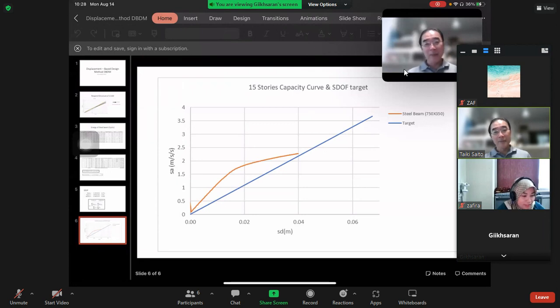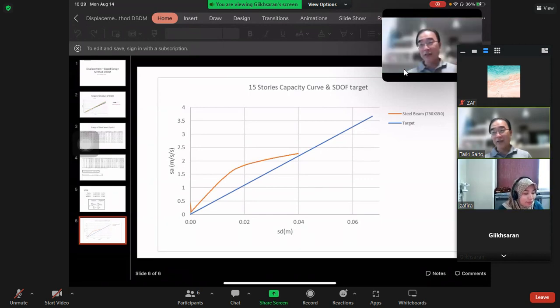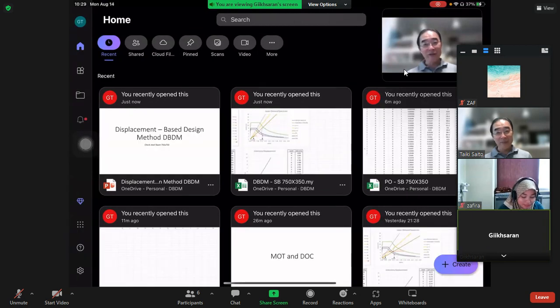Okay, from this, I understand the target line is bigger than the capacity curve. So I thought the result was reversed. Okay, we will discuss later, Sarah. Okay, Sarah-san, thank you. You can close your window.